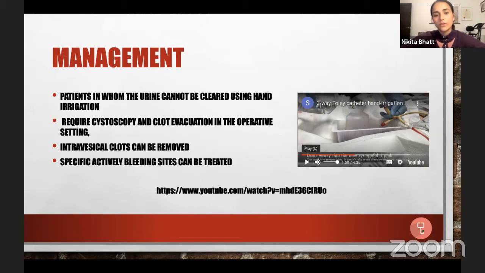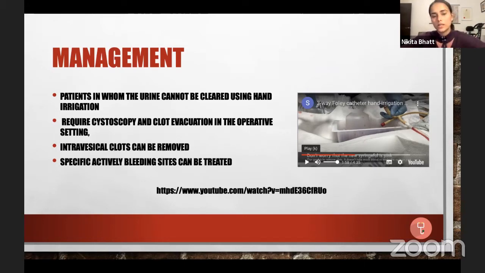However, if you find a patient that you've done all the initial bits and their bleeding isn't settling, then the next step in their management would require rigid cystoscopy in an emergency setting in the operating room, and clot evacuation. And again, all you're doing is trying to get the clots out of the bladder. The reason is when the clots stay in the bladder, they really irritate the bladder, they cause more bleeding, and then they block the catheter, they block the urethra. So you want to get rid of all the clots.